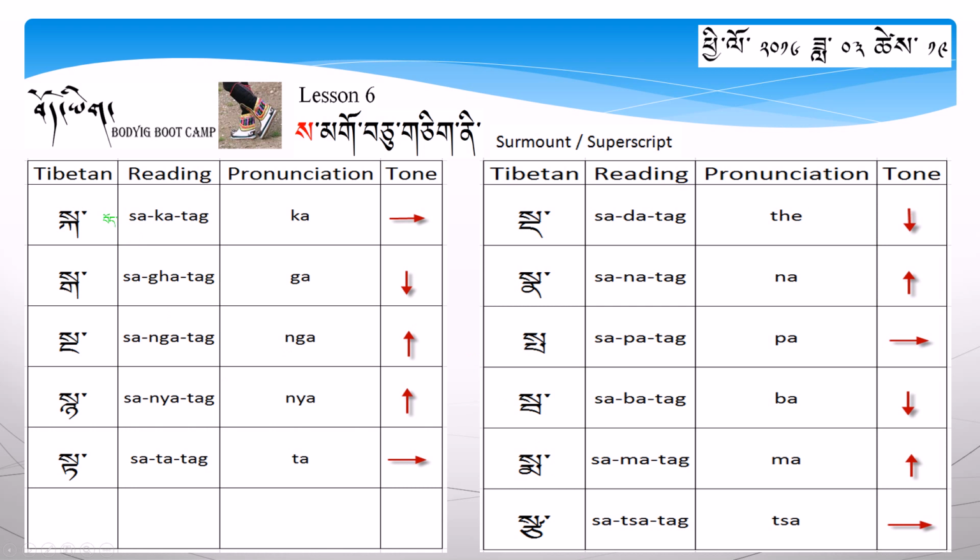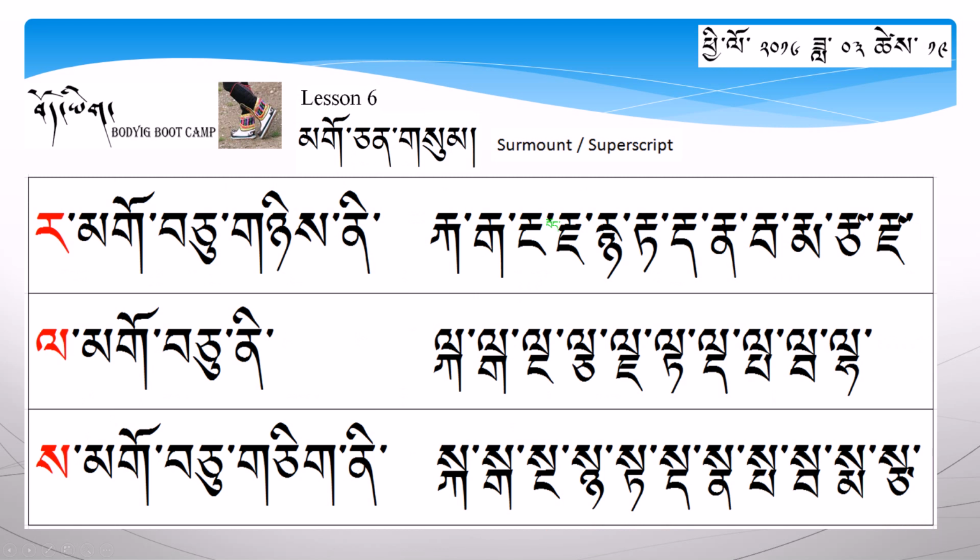Okay, so now these are the things that you have to memorize. There is no other way. So when you see these combinations, okay, sakata is ka, sakata is ga, sangata is nga, sanyata is nya, satata is ta. So you have to memorize all these so that when you read it, it'll make sense and it's easier. So now if I put everything on one slide, these are the three different surmount letters, the letters ra, la, and sa. So you have 12 letters on which you could attach the surmount letter ra, and then you have 10 letters on which you could attach the surmount letter la, and then you have 11 letters on top of which you could attach the surmount letter sa, right?